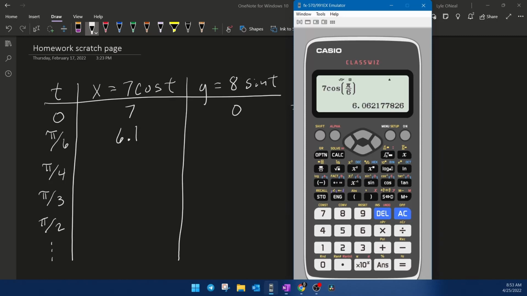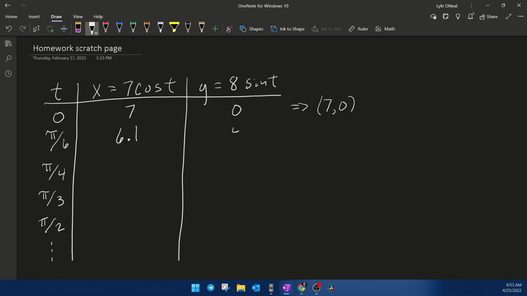And then back to our Casio. We want to do 8 sine of the same angle, pi over 6. And that is going to be 4. And so that gives us another point on the graph, 6.1 comma 4. Then I'm going to go ahead and repeat this process and skip forward in the video.